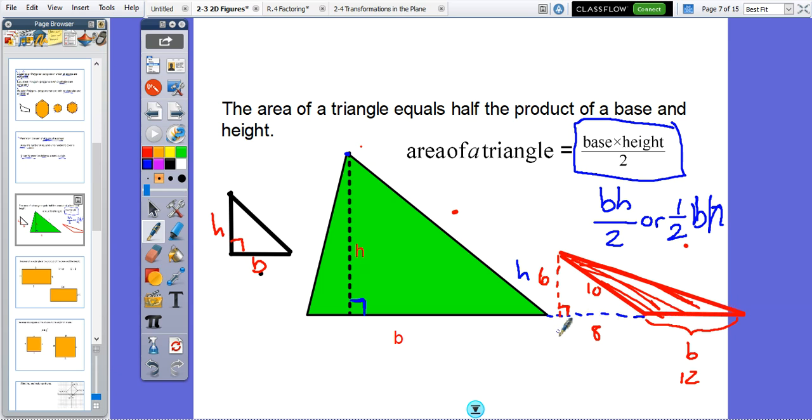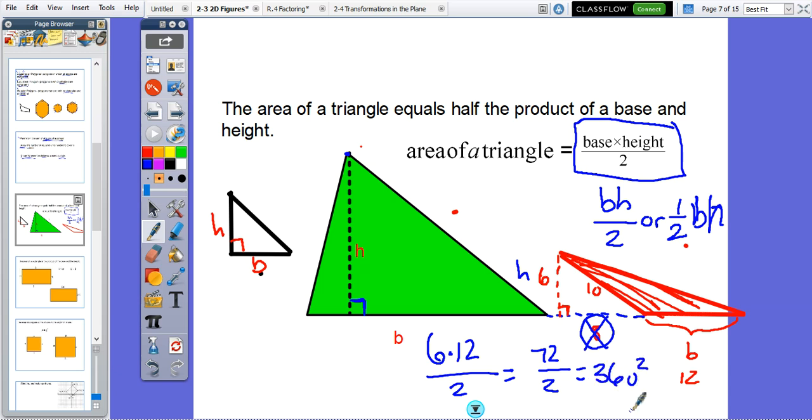Even though we had to extend this side to ultimately find this right here, whether it was by Pythagorean theorem or just because it was given to us, we cannot include this. We cannot include this as part of our base. It's just an extension to create the height. So when we do this problem, we'll do 6 times 12 divided by 2. You do 6 times 12 divided by 2, you get 72 divided by 2. You end up getting the area of 36 units square. 36 units square. Pretty simple, right?